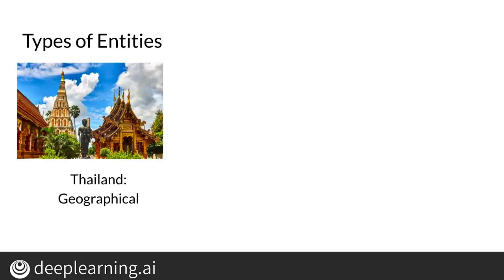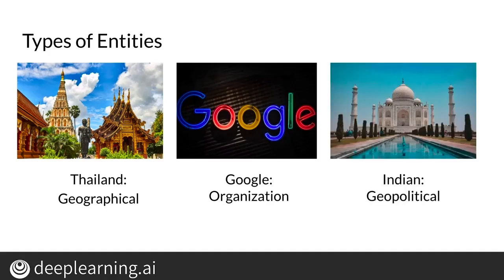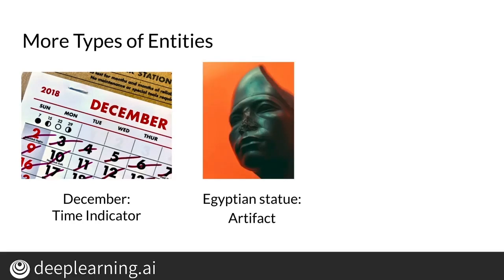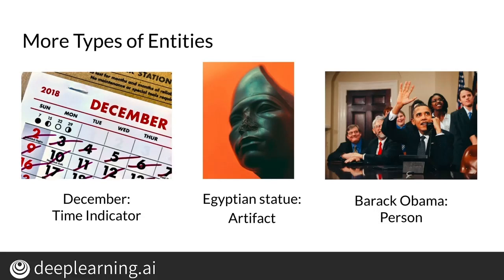Let's discuss labels used by NER systems in a little more detail, as they relate to your programming assignments this week. Some possible classes you might run across include geographical entities like Thailand, organizations like Google, or geopolitical entities like Indian. A few more classes you might encounter include time indicators like the month of December, artifacts like this ancient Egyptian statue, or a person such as Barack Obama. As you can see, named entities can capture and identify all kinds of things.